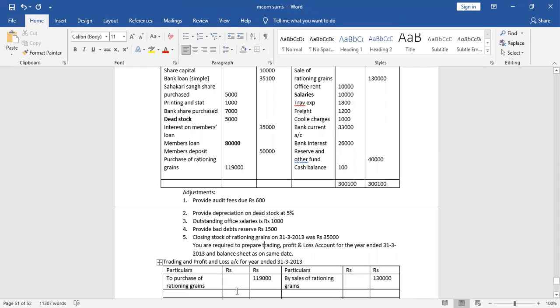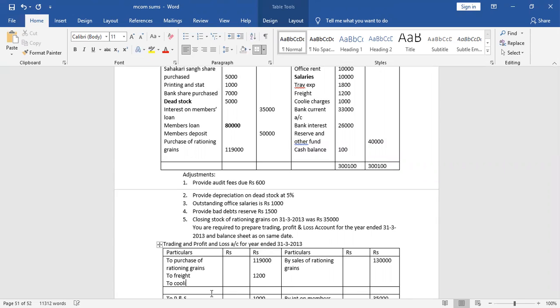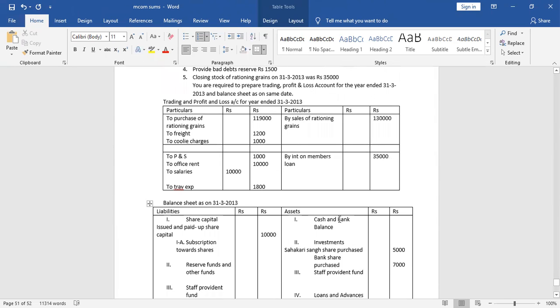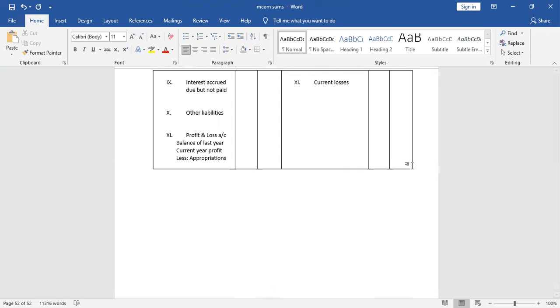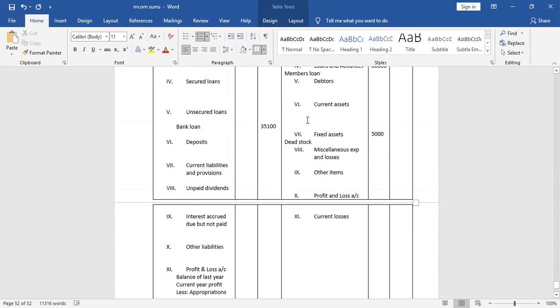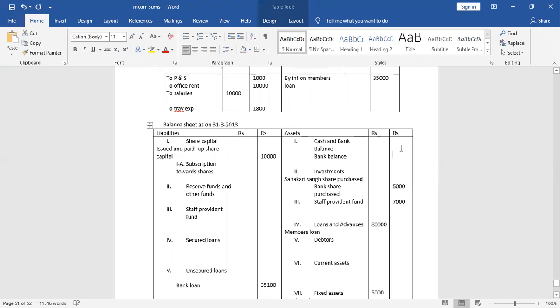Freight is in the trading account. To freight, how much amount? 1,200. To coolie charges, it also comes in the trading account. Coolie charges 1,000. Bank current account 33,000. Bank current account is bank balance. Bank balance 33,000.